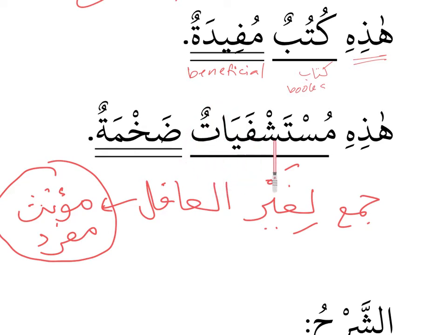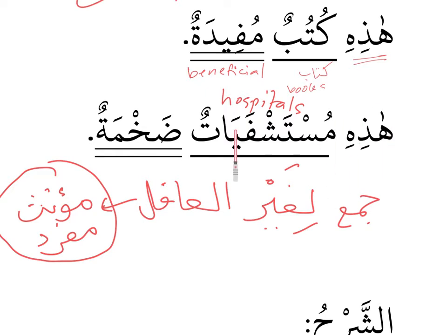But what is the meaning of mustashfayat? This is from the word mustashfa, which means hospitals, a plural word. And not only is this plural, jama', but it is also li ghairi al-aqil, for non-human. So when this is non-human, you need to treat this as mufrad and mu'annas. That is why for the isim isyarah, we say hadhihi. We don't say ha'ula'i.